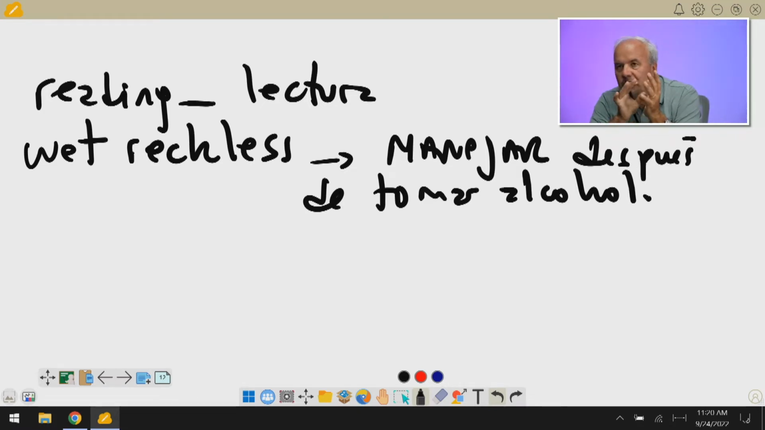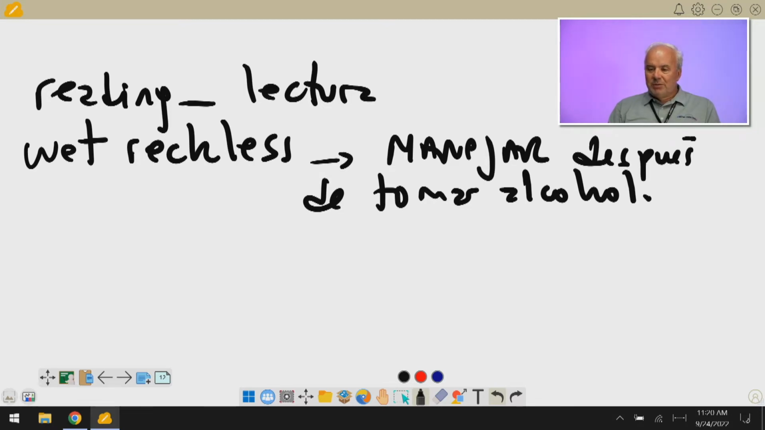So a wet reckless, manejar después de tomar alcohol, which really means that we don't know how much alcohol you had, and we don't care, but you're not supposed to drink any alcohol anyway. So a wet reckless is a very minor crime, honestly. And there is really very little consequence to that, because you can drink alcohol and not be drunk, and as long as you have less than 0.08, then they shouldn't be charging you. But the DA will charge you for wet reckless because you're really close to it. You got 0.079999, but the punishment is minimum.